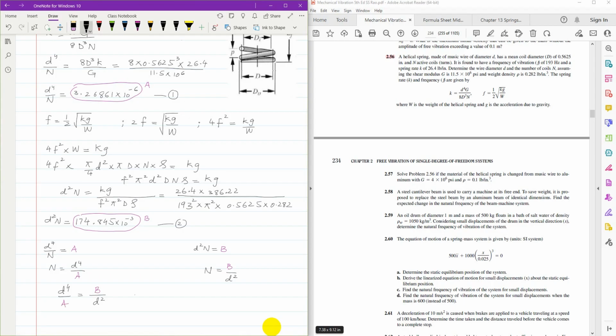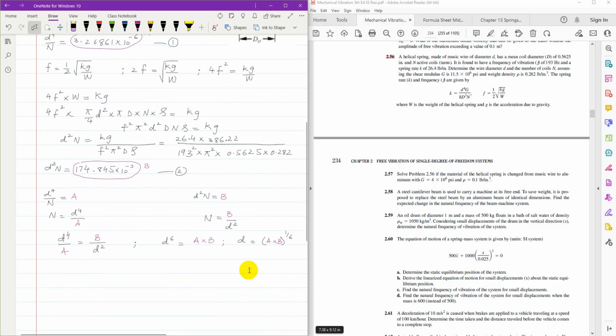and then this can be simply rearranged. So d raised to the power 6 is equal to a times b, and then d is a times b, the whole raised to 1 over 6. So then by substituting the exact values of a and b, you can find out the value of d.